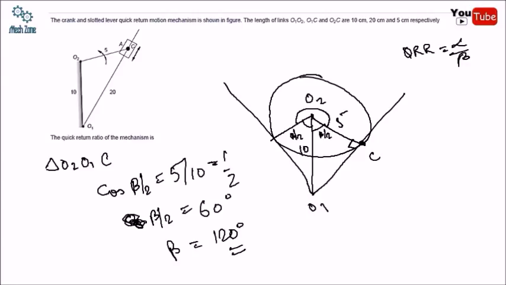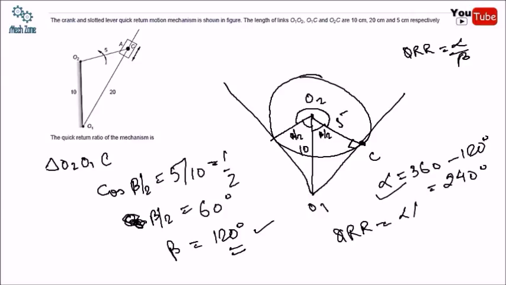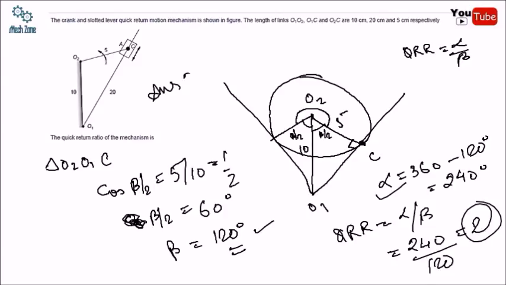Now it is a very simplified problem. When beta becomes 120 degrees, alpha would be simply 360 minus 120 degree, that is 240 degrees. Now for this alpha value and beta value, the quick return ratio is going to be alpha upon beta, that is 240 divided by 120, and the answer is 2. So the answer for this is 2. Okay, now next question.